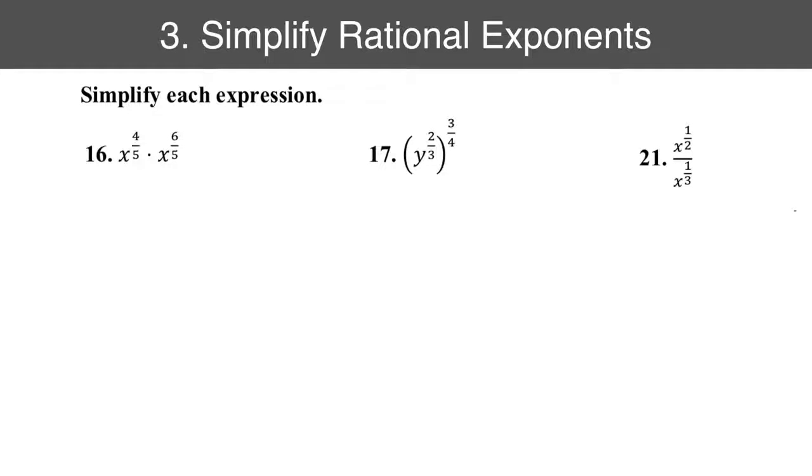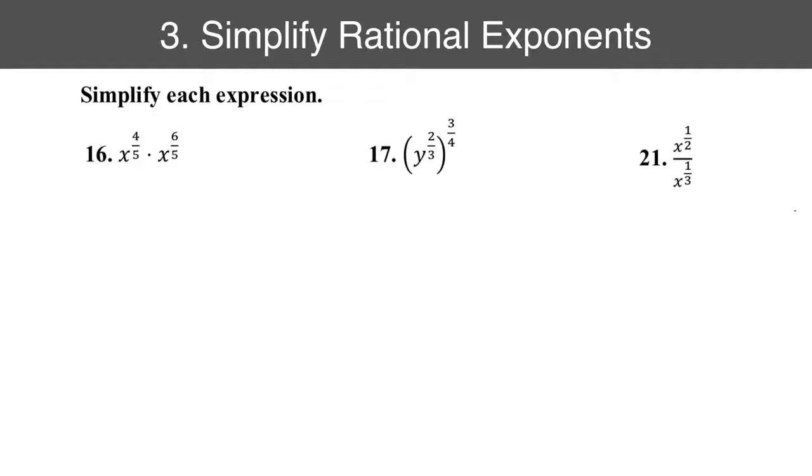Third and final part of this section is simplifying rational exponents. What we're going to be doing here is we're going to have exponents as fractions, and we're going to be simplifying these down and turning them back into radical functions or radical expressions. So first thing we're going to do is multiply things with exponents. Then we're going to have powers to powers, and then we're going to divide things with exponents.